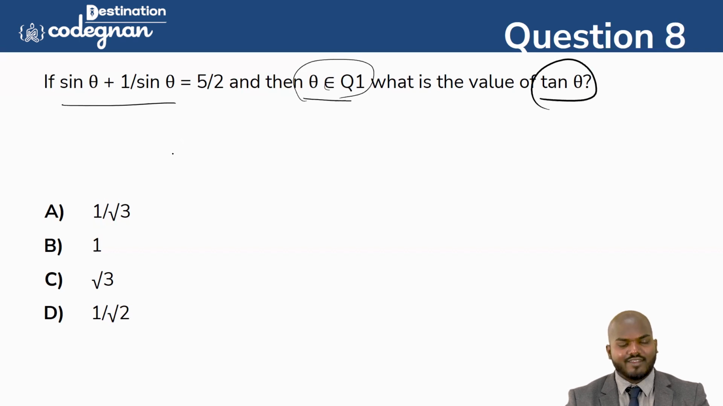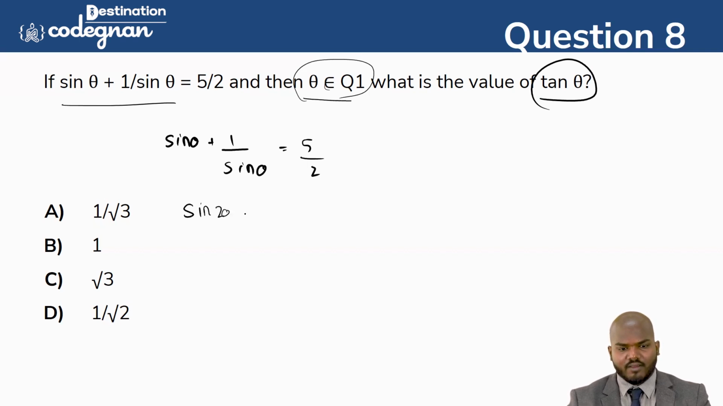Sine theta plus 1 over sine theta, they have given in this one, I can call it 5 over 2. So keep the value: sine theta plus 1 over sine theta, so you can call it sine squared theta plus 1. If you take the sine theta to this side, it will be 5 over 2 sine theta. We can derive this one here.